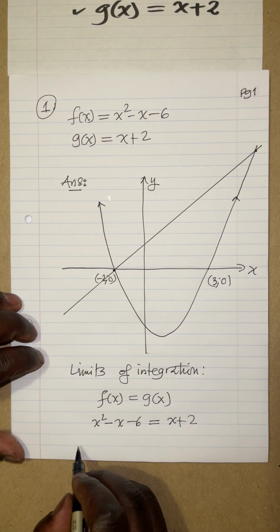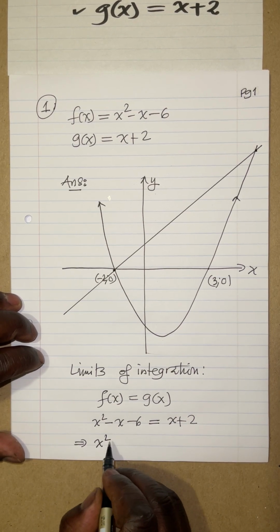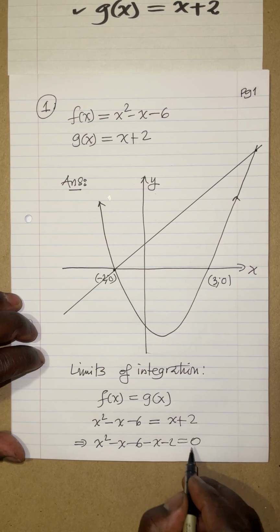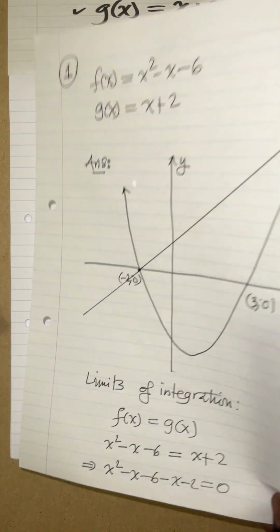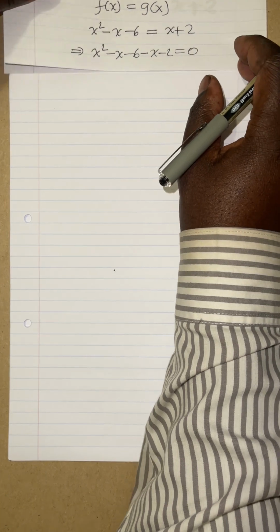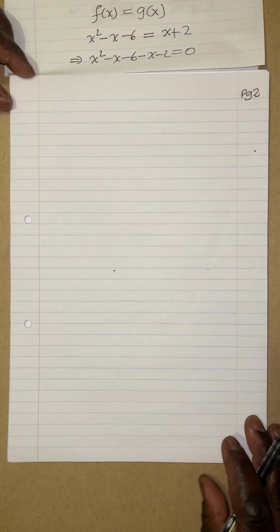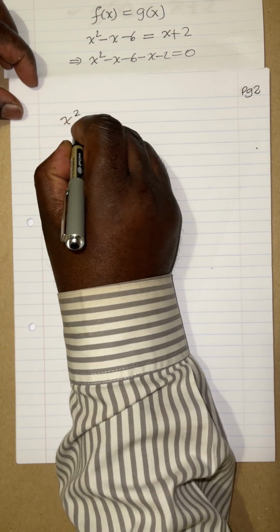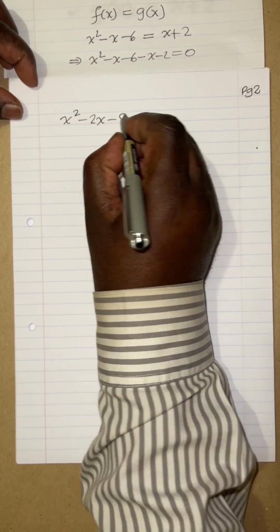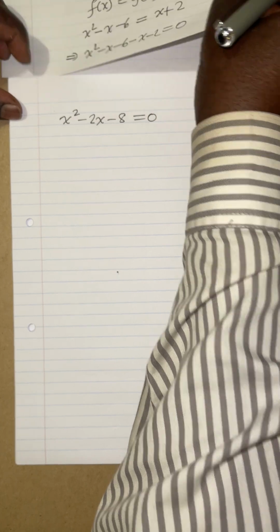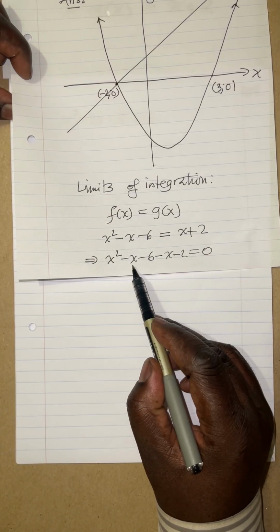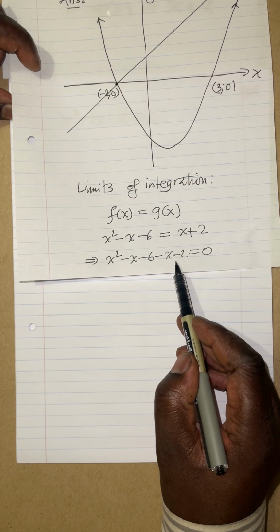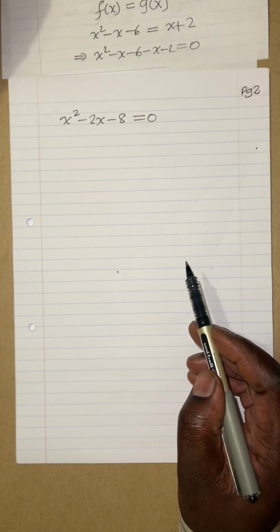Right, writing this in standard form, we have x squared minus x minus 6 minus x minus 2 is equal to 0, taking us to page 2. We'll come back to this page. Rewriting that equation, we have x squared minus 2x minus 8, and that should be equal to 0. Notice here that the two x's are both negative, so we have minus 2x, and then minus 6 minus 2 is minus 8. So that's what we have here.